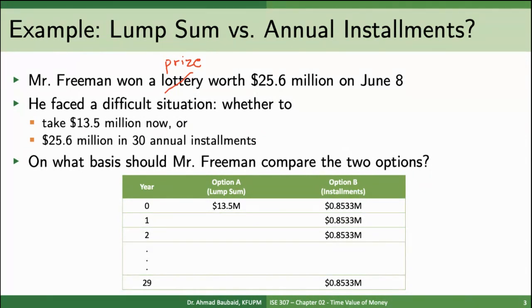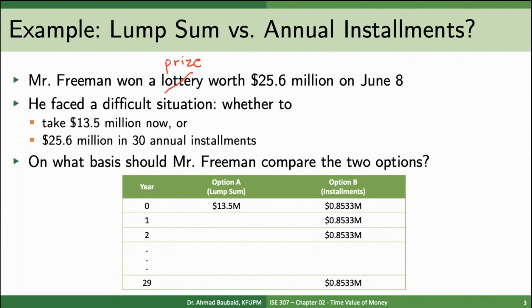And they told him in order to receive this prize, you have 2 different options. The first option is to take $13.5 million now. The second option is to take the full amount, the 25.6 million, but you're going to be given this amount in installments. We said installments is aqsat, so he's going to be given 25.6 over 30 each year for 30 consecutive years. Okay? And so this is what the situation looks like.